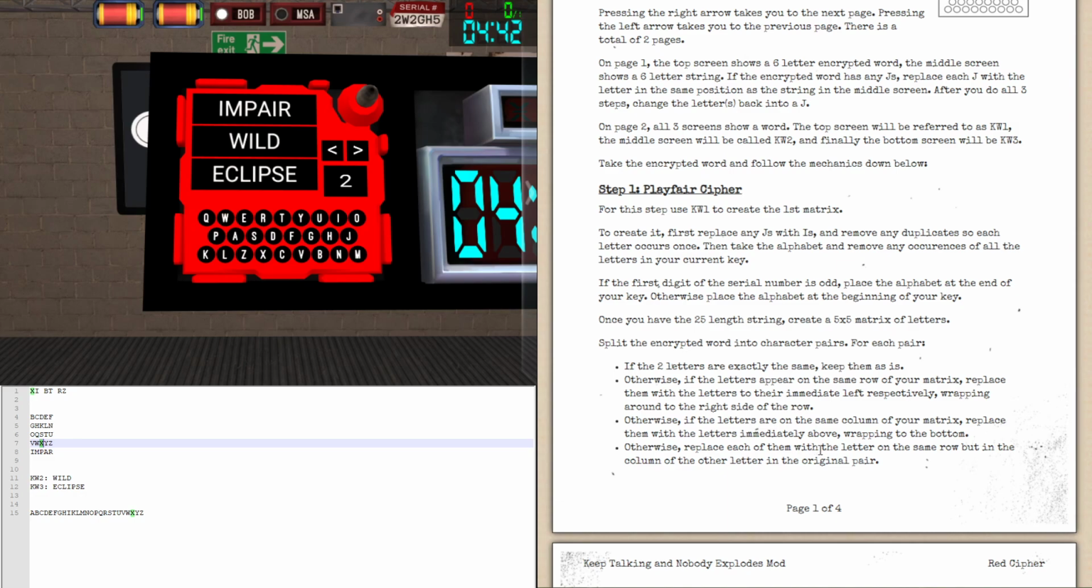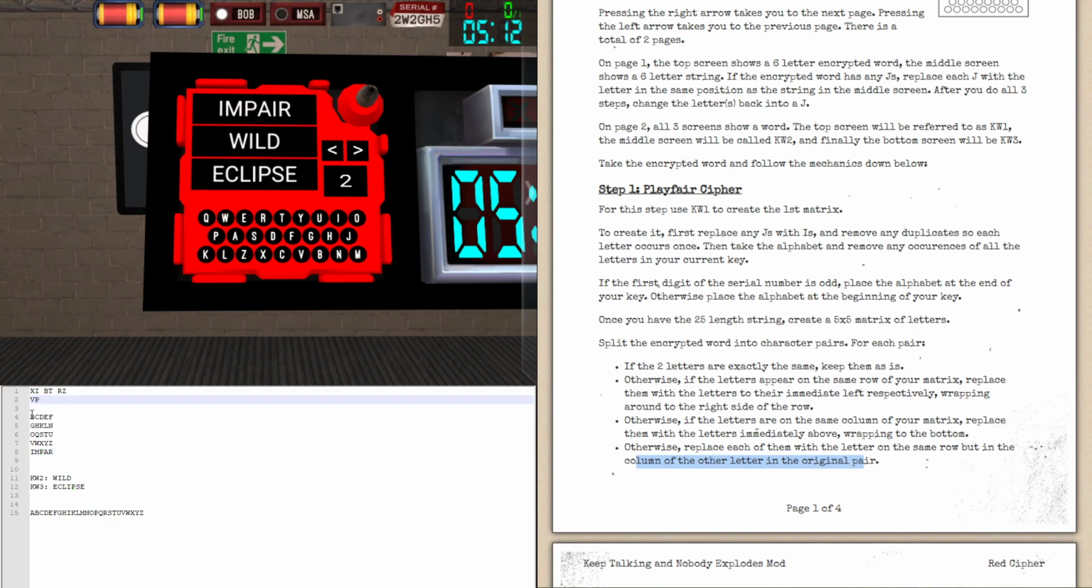Otherwise, we replace each with the letter on the same row, but in the column of the other letter in the original pair. So for the X here, we're going to be in the same row as the X, but in the same column as the letter I. So this would translate to V. And then I is going to go in the same row here, but the same column as the X, so I gets turned into P.